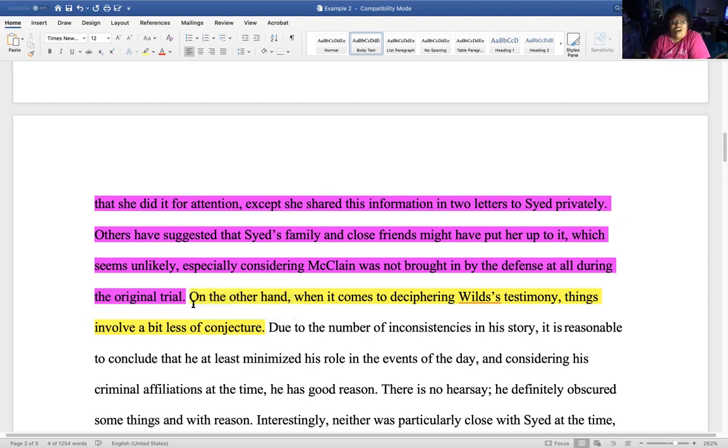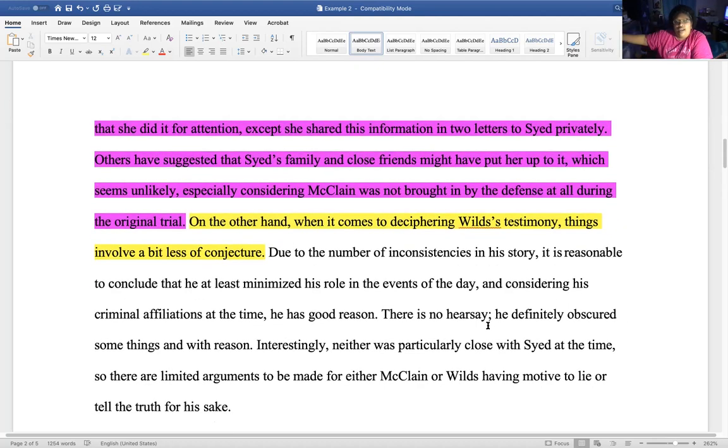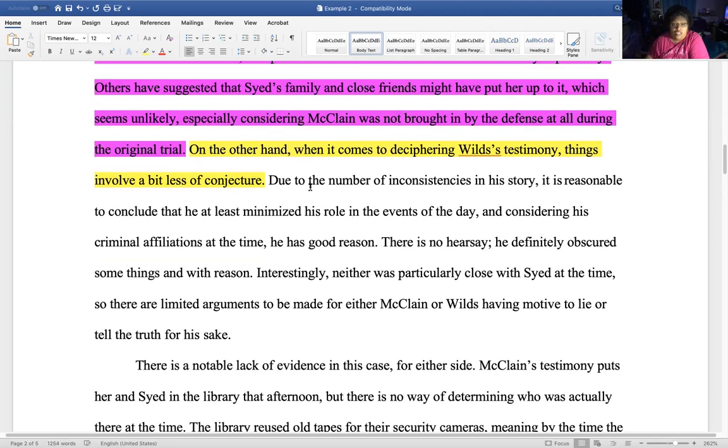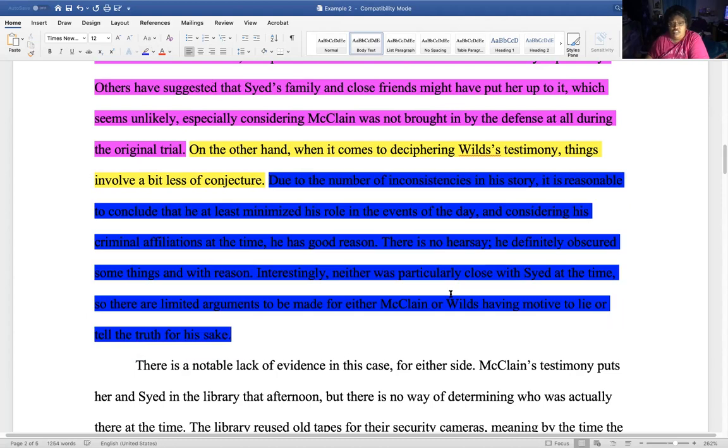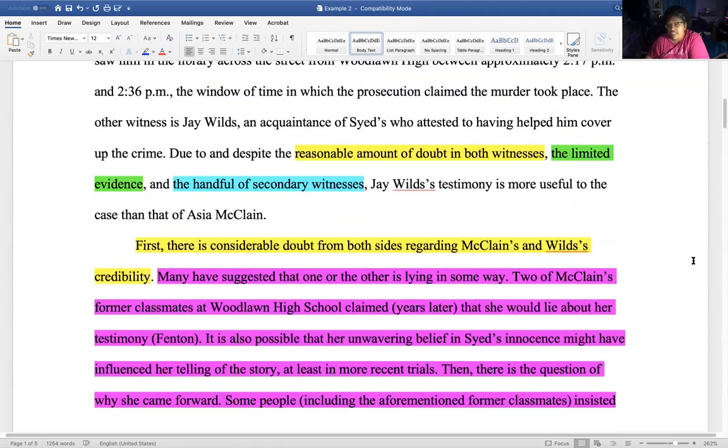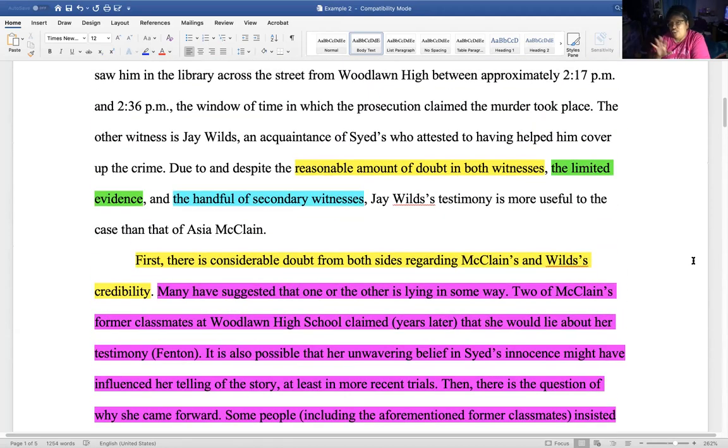Okay. So we have, on the other hand, when it comes to deciphering Wallace's testimony, things are a bit less conjecture. You can say, in contrast, Wallace's testimony seems straightforward, right? And so then you talk all about him right here, right? So this right here is J, and J is going to be another color, but it's going to be dark, apparently. Okay, so J. And the reason again why I use colors is so that we know where things are.